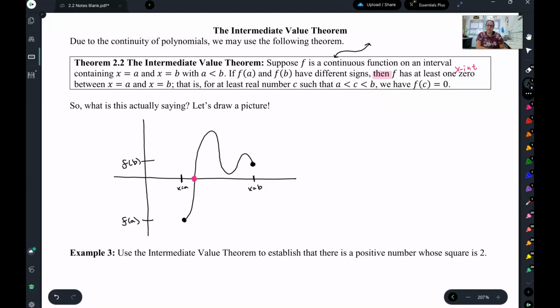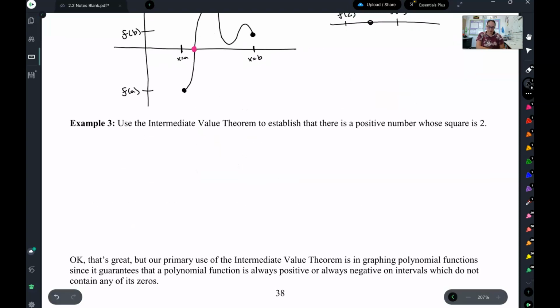So if you make, say, a number line, and you plug x equals 2 into the equation and your answer is positive, and then you plug x equals 4 into your equation and the answer is negative, that means somewhere between 2 and 4, I'm going to have an x-intercept. That's the intermediate value theorem.